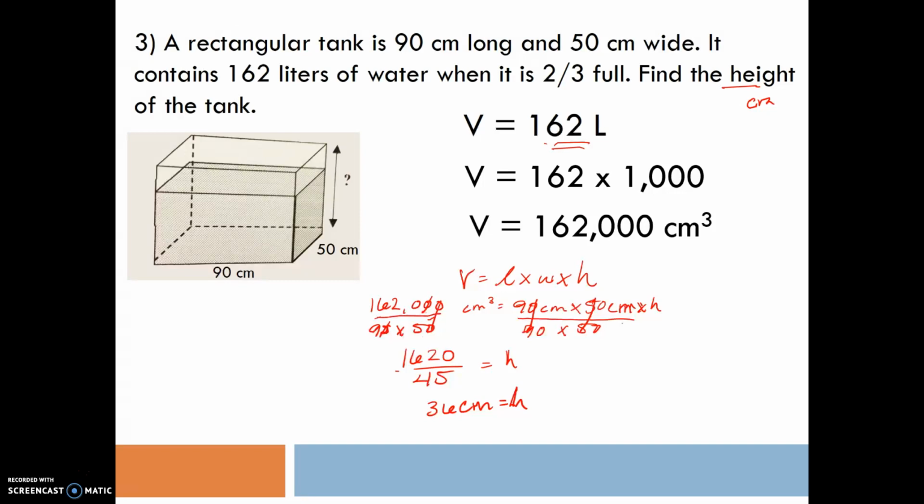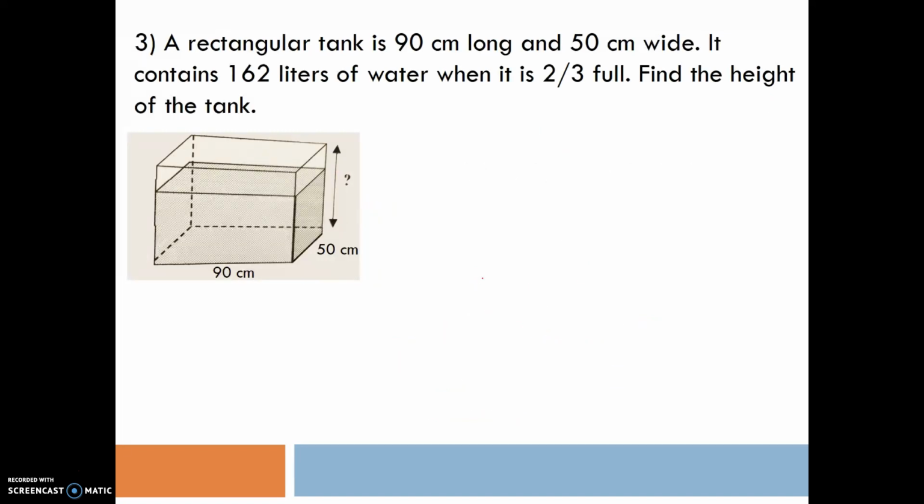Now, that 36 centimeters, though, is not the height of the tank, is it? It's this height right here. It's just the height of the water level. And so I want to find the height of the tank. I know that the tank is 2/3 full, and that 36 centimeters equals that 2/3. So I'm going to use the unitary method to figure out the total height of the tank.